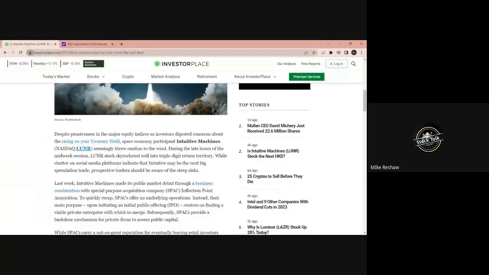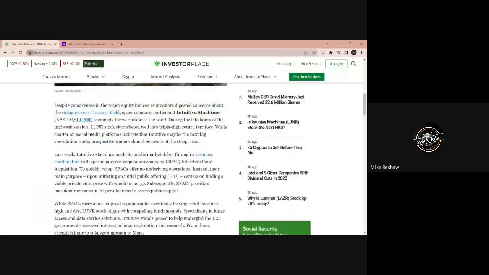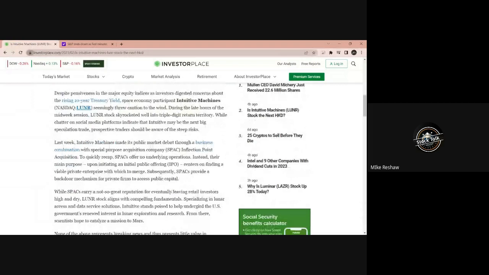Last week, Intuitive Machines made its public market debut through a business combination with special purpose acquisition company, or SPAC, Inflection Point. To recap, SPACs have no underlying operations. Instead, their main purpose upon initiating a public offering, an IPO, centers on finding a private enterprise with which to merge. Subsequently, SPACs provide a backdoor mechanism for private firms to access public capital.